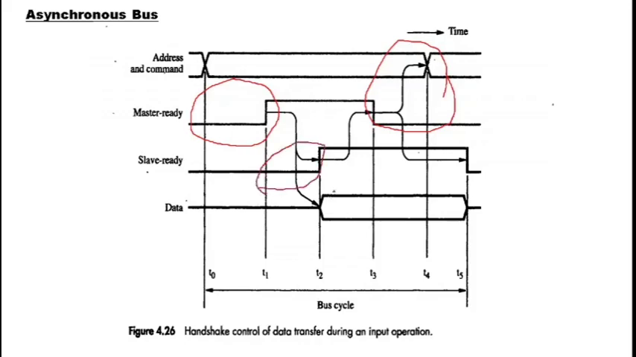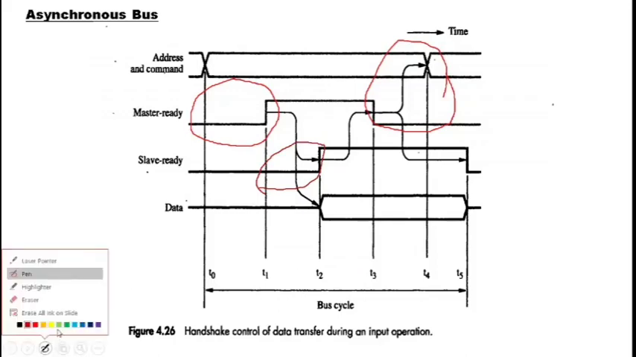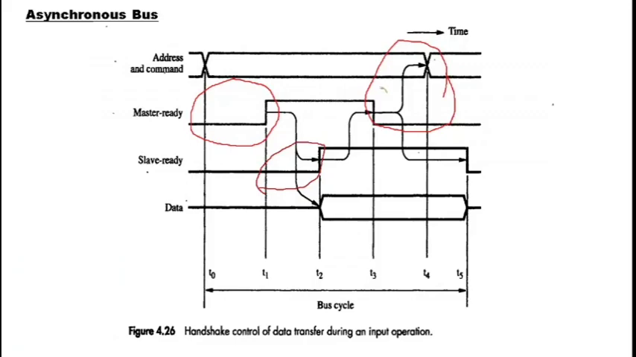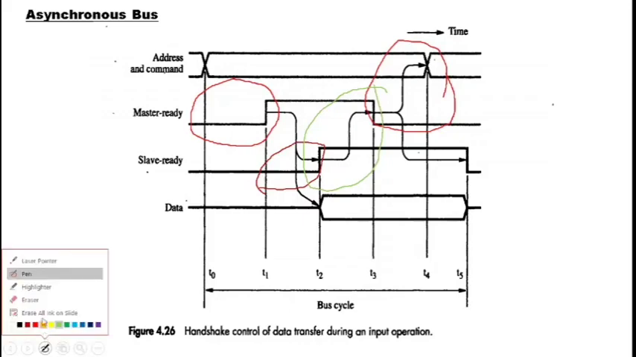Okay, then if you see the case of T2 and T3, what happens there? Even though the data was available at T2 from the slave, the master had not put down master ready until T3, and we know that was mainly due to electrical delay. So this part, between slave ready and master ready going down, is due to electrical delay. Okay, so these are the major things that you can see from this timing diagram.